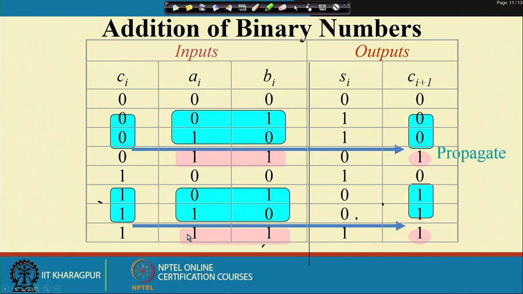So, for 1 1 of A and B, it does not matter whether the carry input bit is 0 or 1, the carry output bit will always be set to 1. For carry in bit 0 or 1, only what is it affecting? This sum value, whether that is 0 or 1.